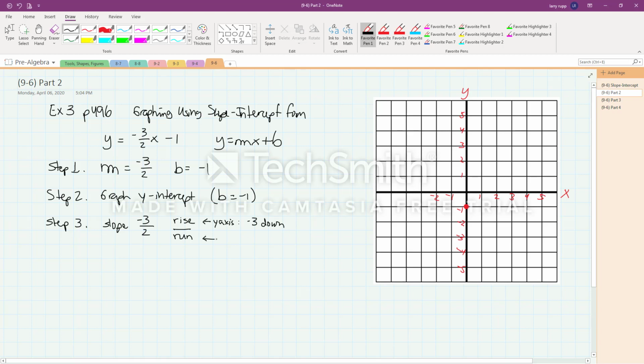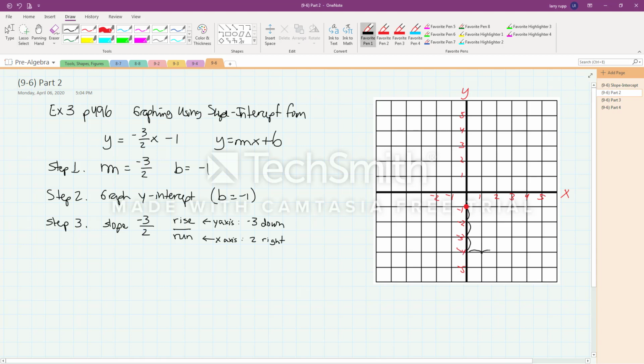Here's the run. This is the x-axis. Okay? And there's a 2. So 2 is positive. That means that we go 2. Do we go to the right or to the left? Well, to the left is negative on the x-axis. To the right is positive. So we go 2 to the right. So we're going to go over here and we're going to say, here is the point. Now from this point, we're going to go 3 down. Okay, so here's 1, 2, 3. There's 3 down. Now we're going to go 2 to the right.